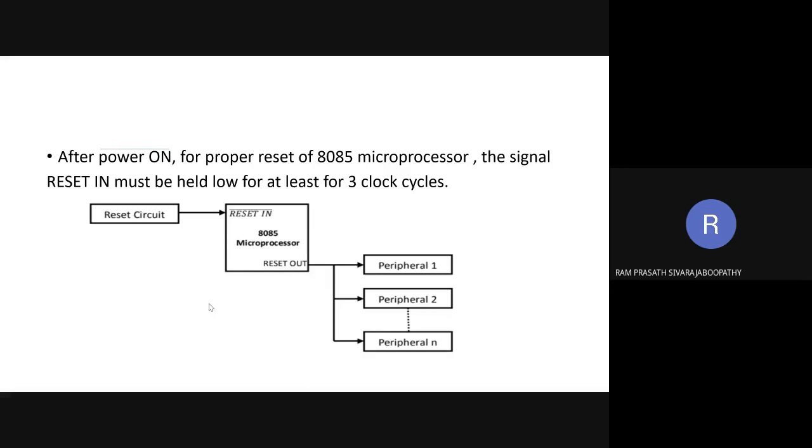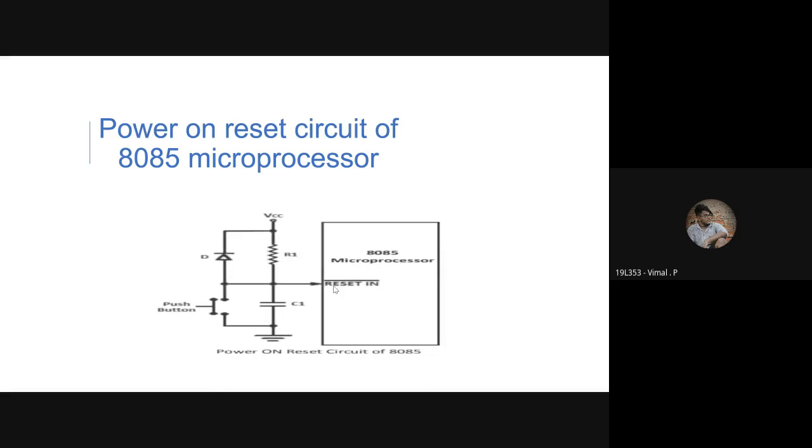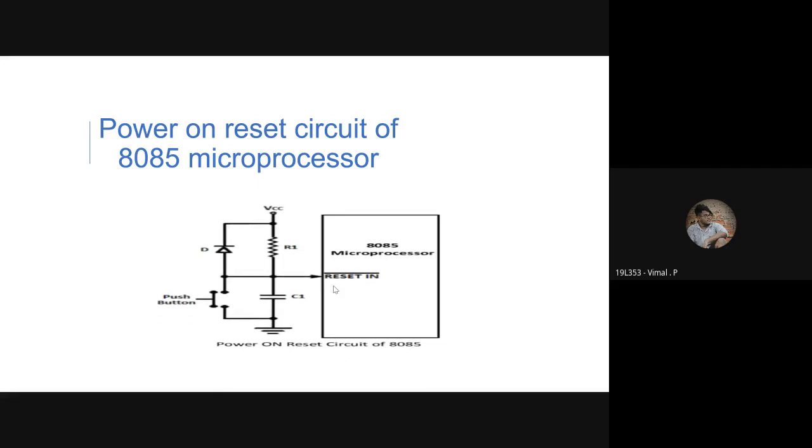Yes, I'm going in. Okay, you can continue. The peripherals are the devices which are externally connected to the processor or CPU, like our PC setups, in which we connect our external devices like keyboards, mouse, printers, scanners, etc. The same way, this is connected. Yes, power on reset circuit of 8085 microprocessor.